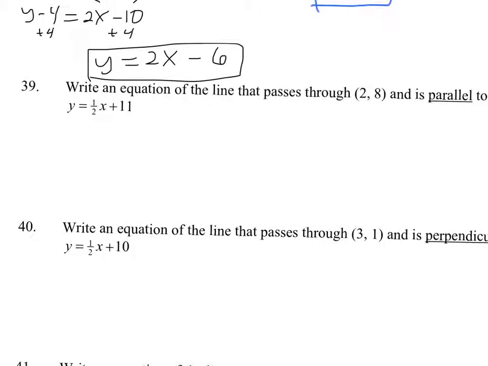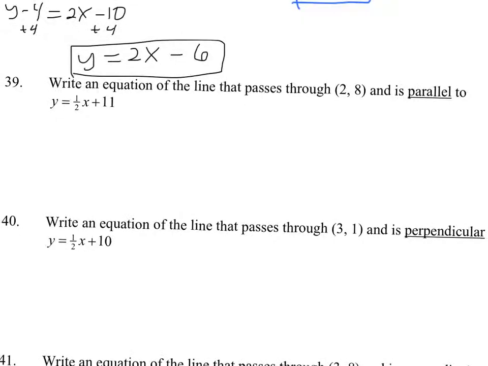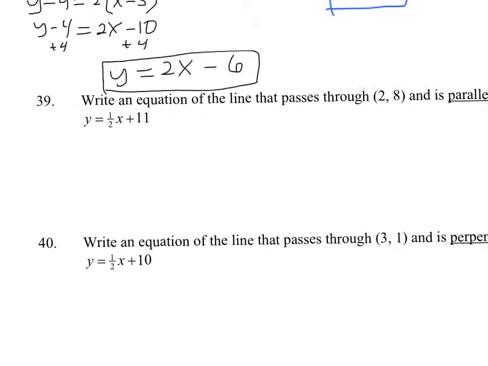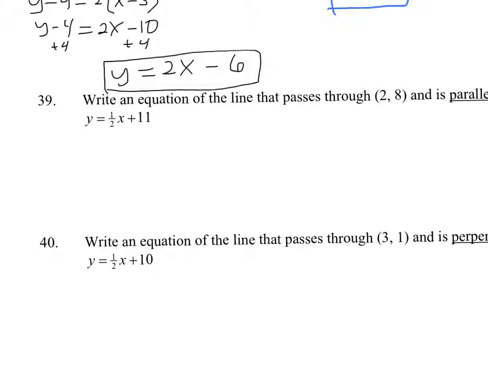Alright, number 39. Write an equation of the line that passes through (2, 8), and is parallel to this line. Alright, so again, if it's parallel, it's going to have the same slope, and that slope is 1/2. So this is all the information that I need. I don't need this line anymore.